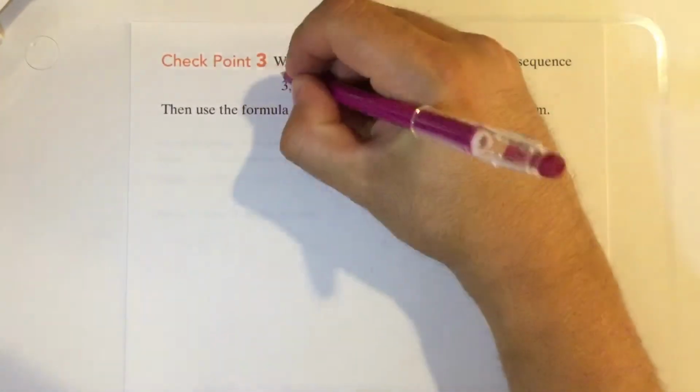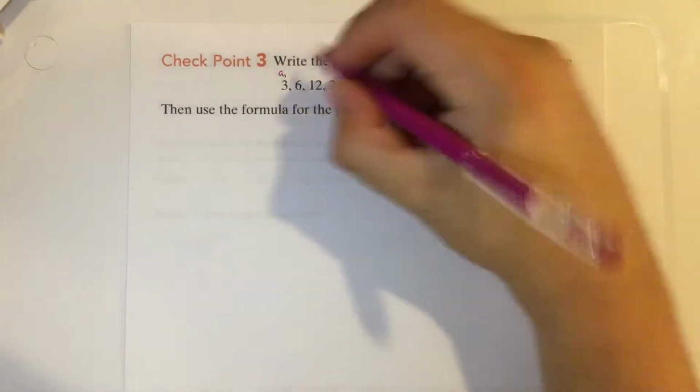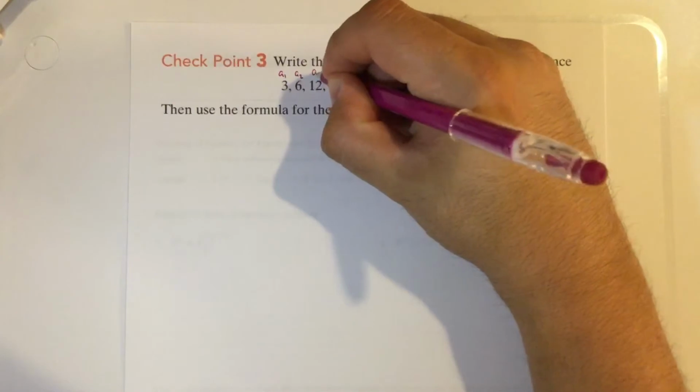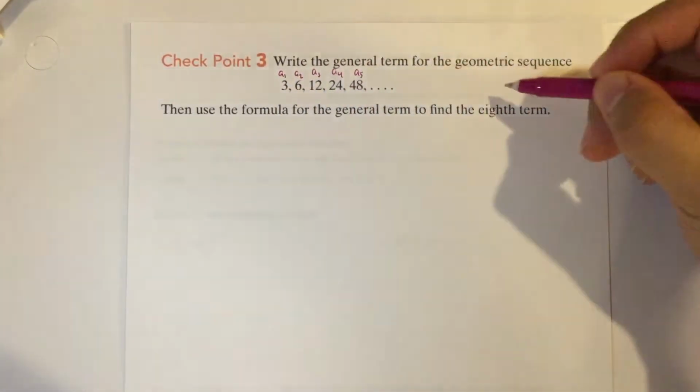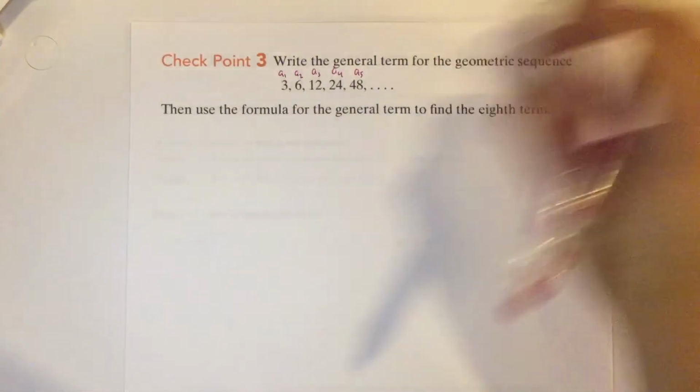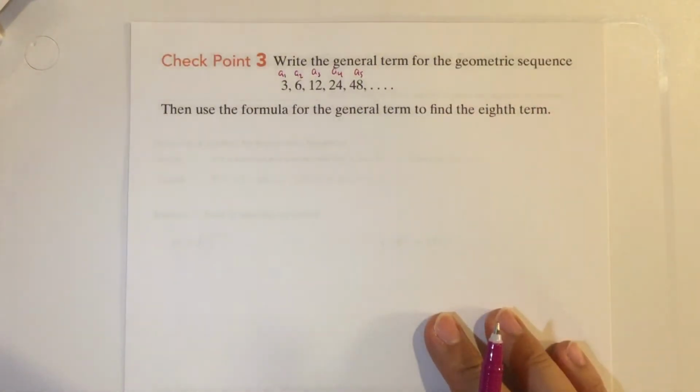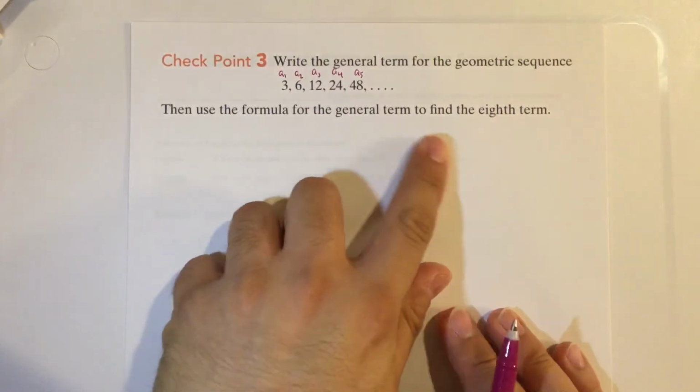So 3 is my first term, so I can say that's a sub 1. 6 would be a sub 2, and then we just continue on. A sub 5 is 48, all the way to wherever it ends, or continues on to. Then it says, then use the formula for the general term to find the eighth term.